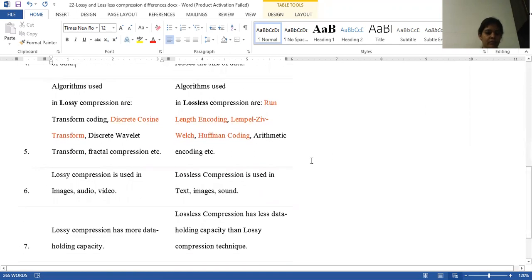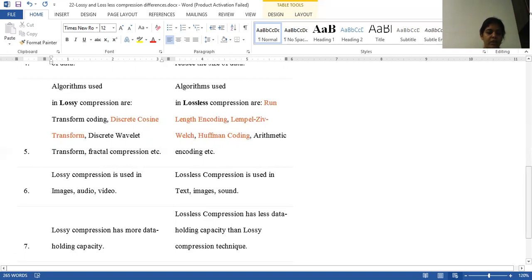Next is, lossy compression is used in image, audio, and video. So lossy compression techniques exist for images, and they also exist for audio and video quality. While lossless compression is used in text, images, and sound. Lossless compression is used in text, images, or sound. It doesn't get used in video. And lossy compression is not used for text.